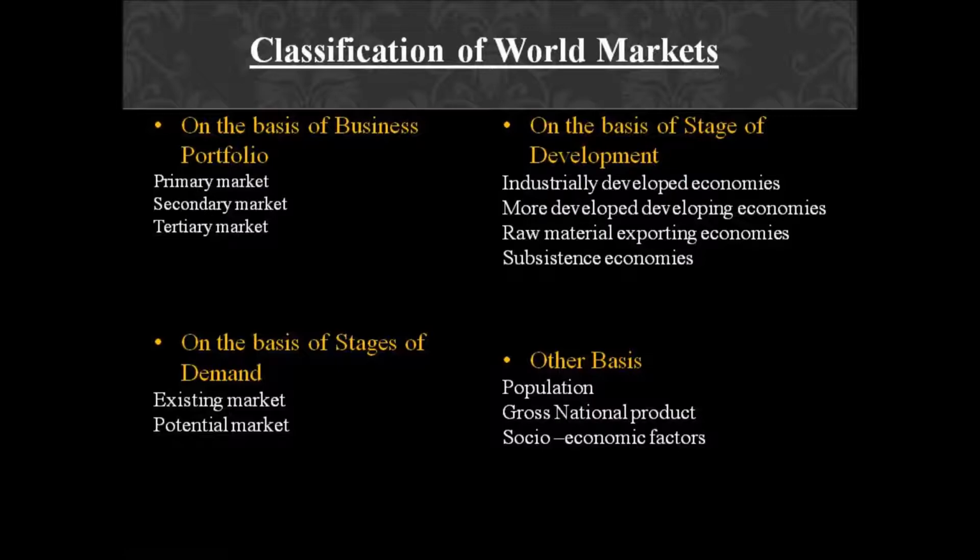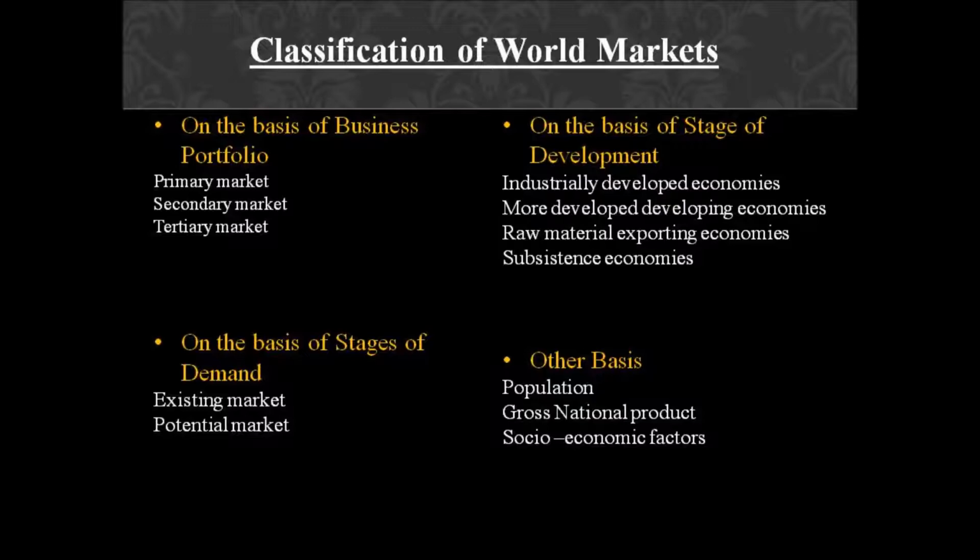Based on the stages of demand, the world market can be divided into the existing market and potential market. What does an existing market mean? An existing market is a market which is already in existence globally. In these types of markets, the consumer demand is properly known and these are being served by many products. In the case of potential markets, these are markets that don't exist yet and can be perceived in the future, that is, latent.